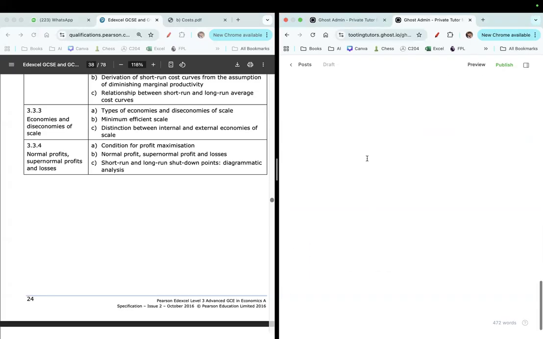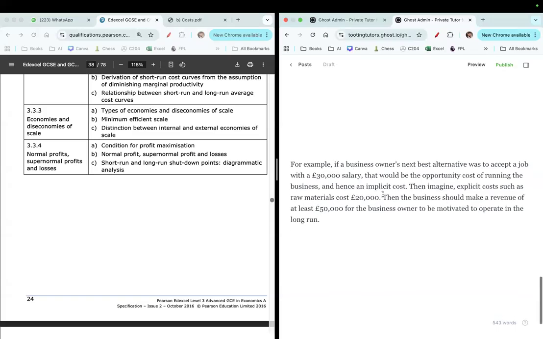I can't remember exactly what I wrote here, but let's read it and then it will make sense in a second. So, if a business owner could have had a job that earns £30,000, that's the opportunity cost of running a business, and it counts as an implicit cost. Okay.